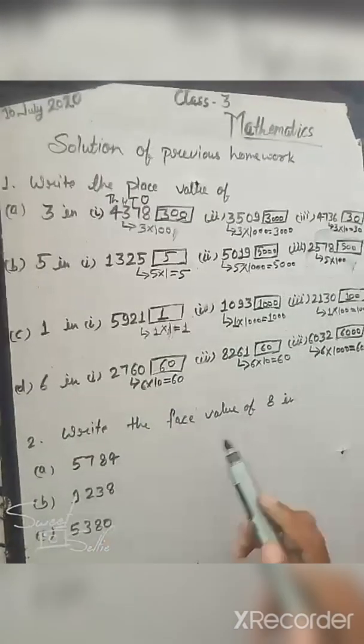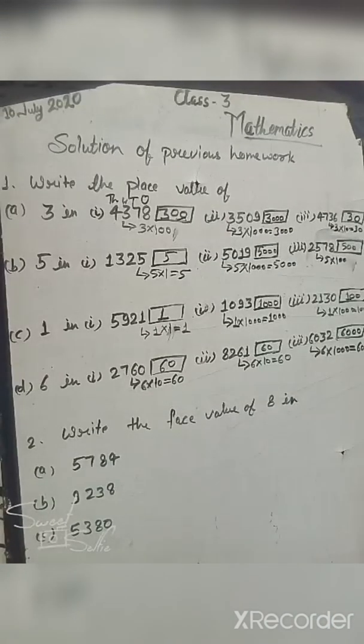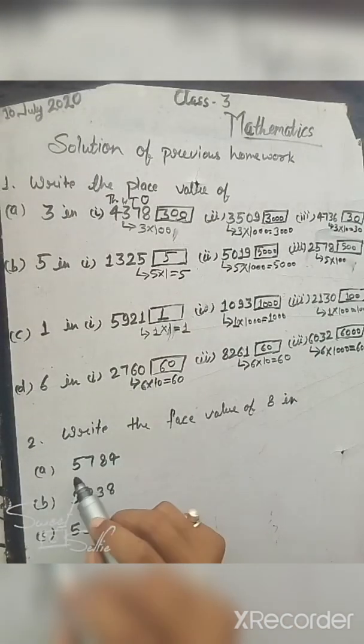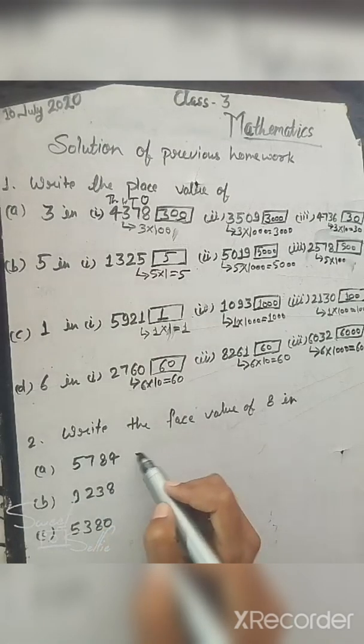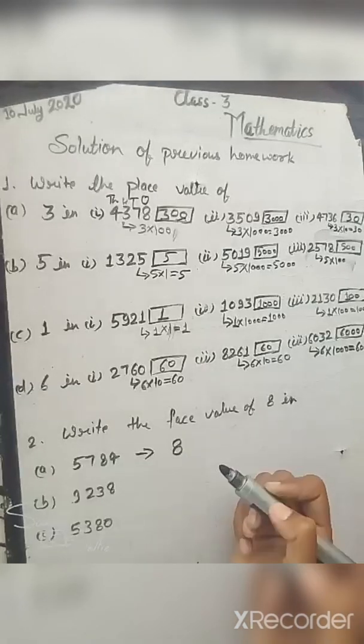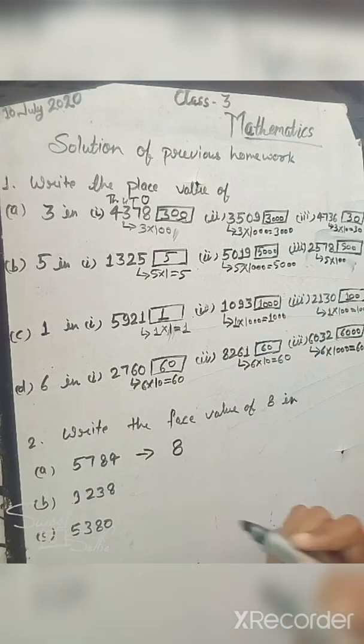Write the face value of 8 in. So my dear students, we know the face value of a digit is the digit itself. किसी भी digit का face value वो digit ही होता है. So in this question number first, we have to find out the face value of 8 in 5784. So the face value of it will be 8, because we know the face value of a digit is the value of the digit itself.